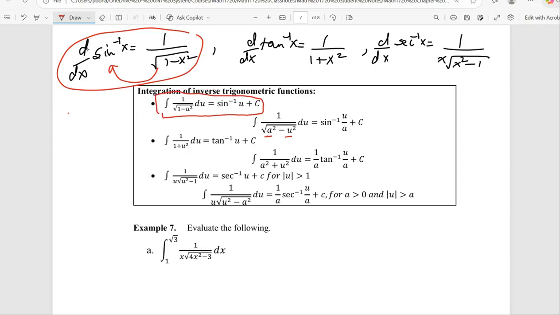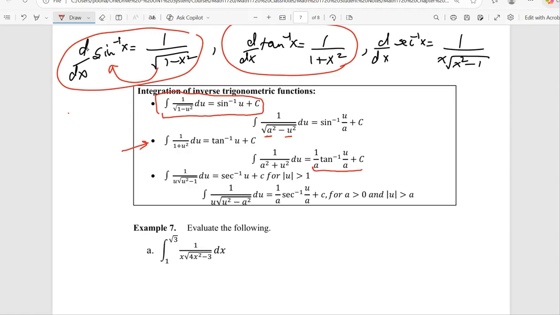The integral of 1 by square root of 1 minus u squared with respect to u is sine inverse u. Looking at this formula, we can get a new formula for integration. The integral of 1 by 1 plus u squared would be tangent inverse u. And if in place of 1 there was a constant square, then by substitution that would be 1 by a times tangent inverse u by a plus c.